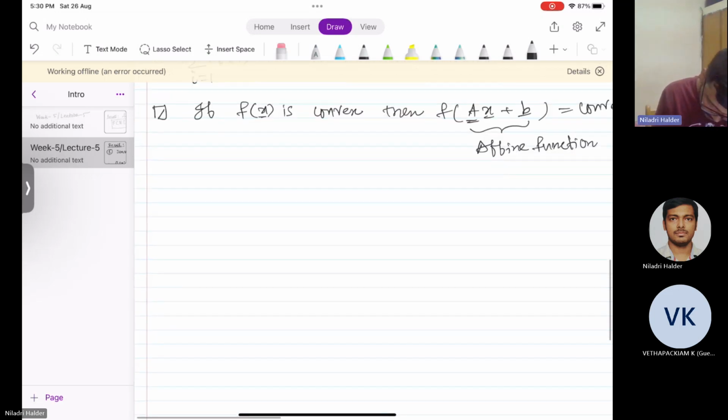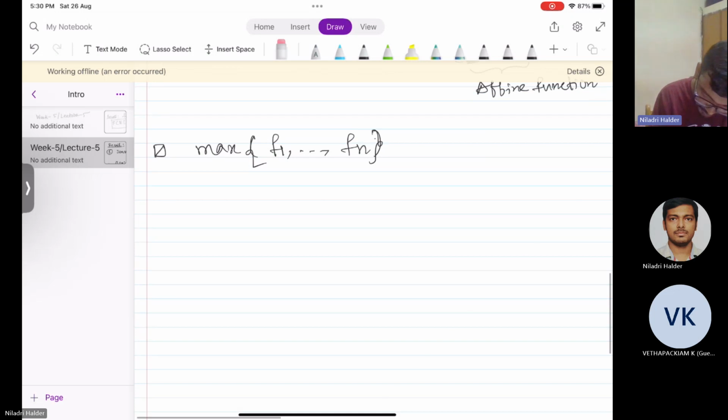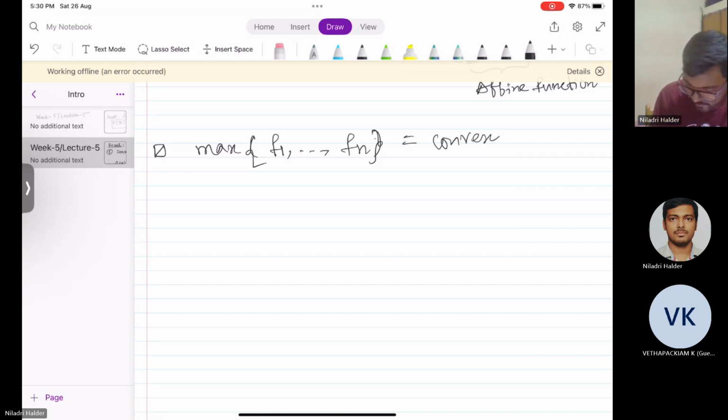And one more: the max of all these functions, max of f1, ..., fn, is also a convex function. Max is a convex function.